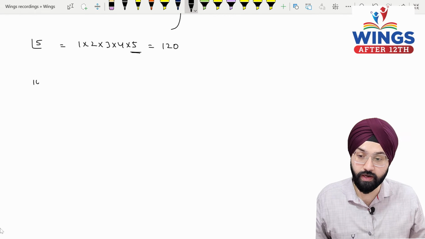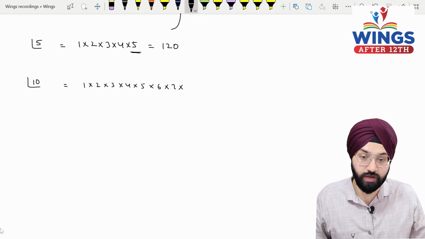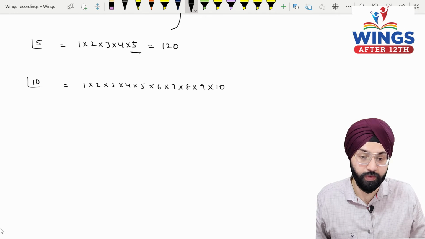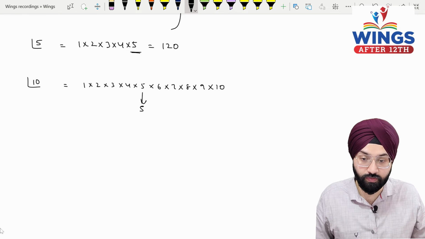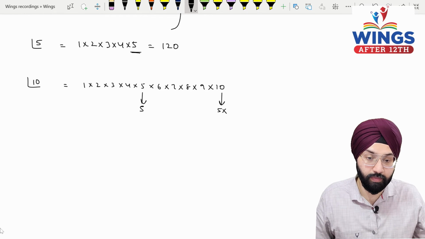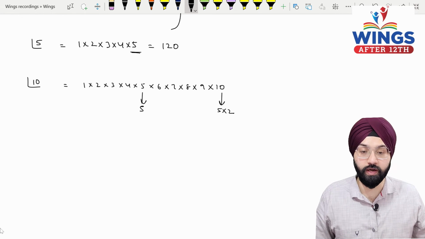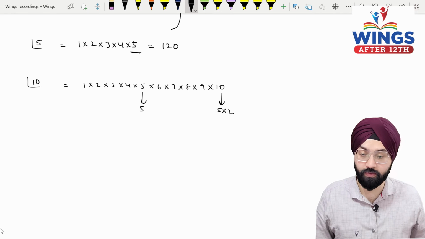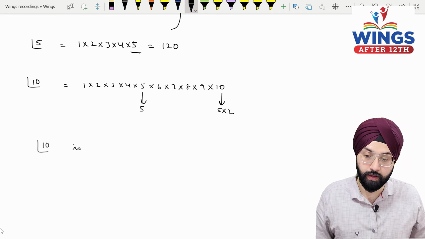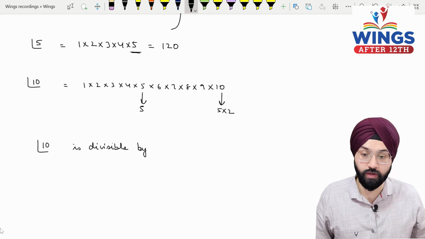Now, let's suppose we calculate 10 factorial. 10 factorial is 1 into 2 into 3 into 4 into 5 into 6 into 7 into 8 into 9 into 10. So this is one 5. And this 10 can be broken down into 5 into 2. So we can say that 10 factorial contains two 5s. So 10 factorial is divisible by 5 square, that is 25.